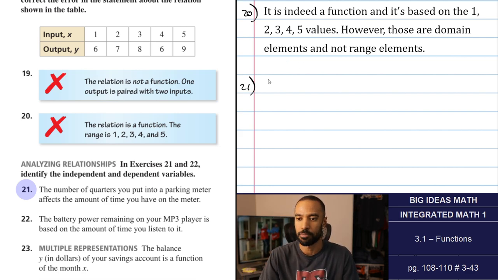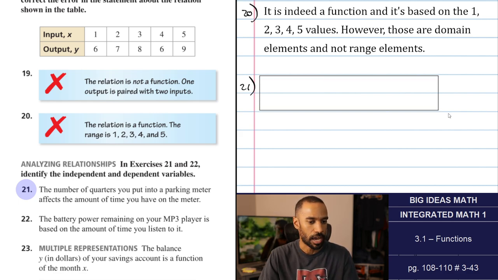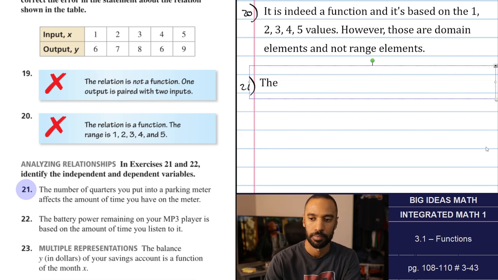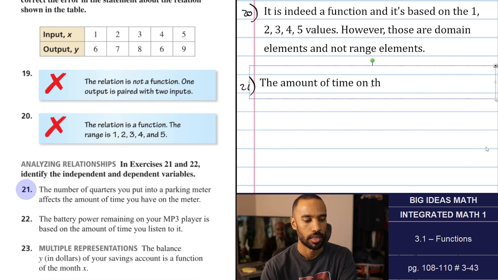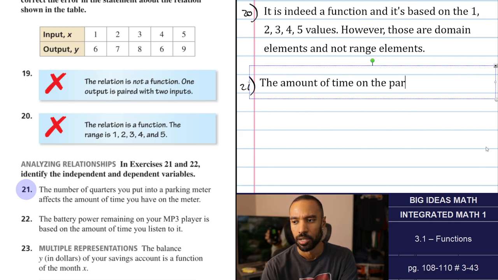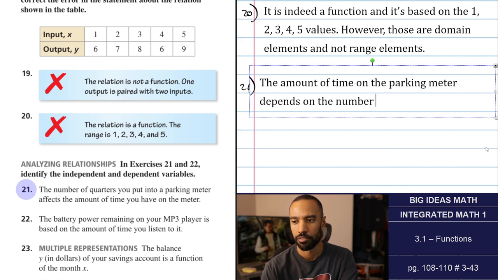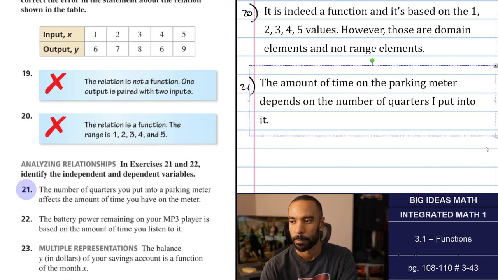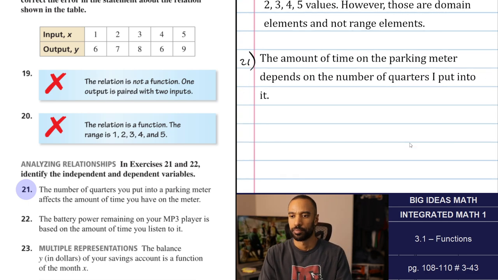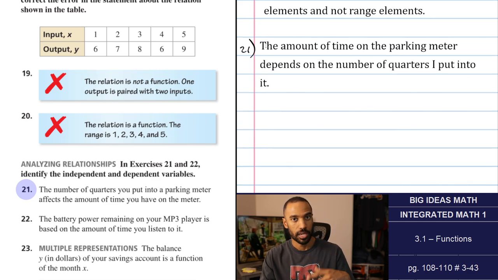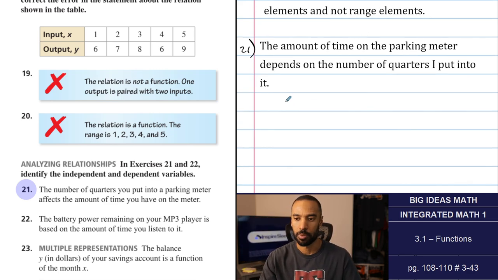So if the amount of time depends on the number of quarters, can I state it that way? The amount of time on the parking meter depends on the number of quarters I put into it. Therefore, quarters independent. Number of quarters independent.